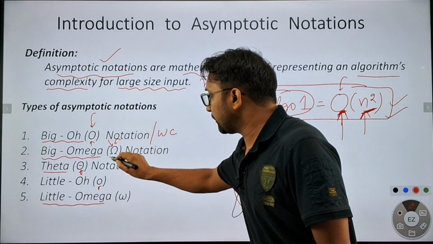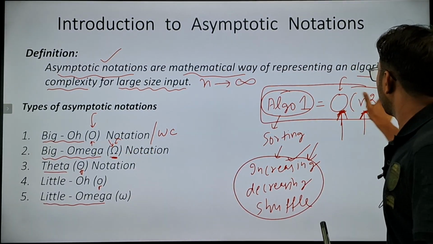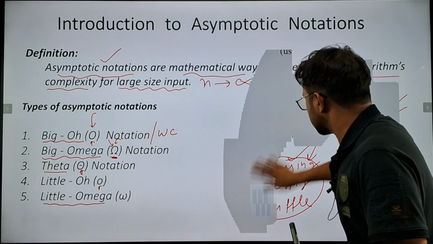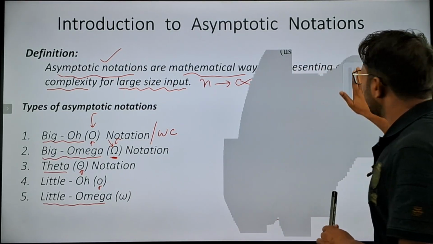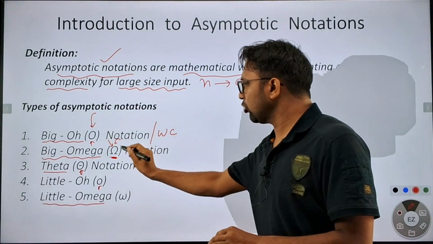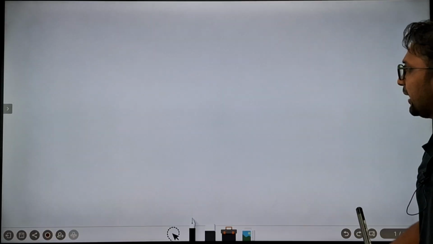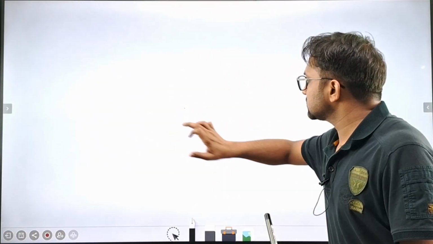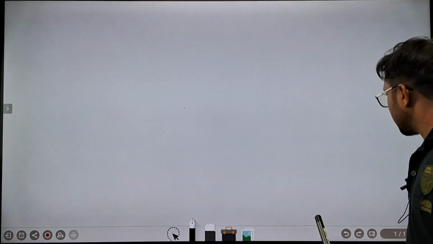Now let's check out the big omega. Let me write one example over here for big omega. What do you mean by big omega notation? So if somebody writes the, okay, let me bring back my screen.